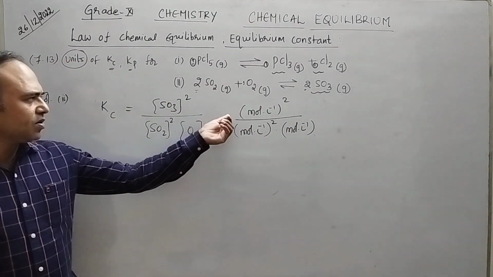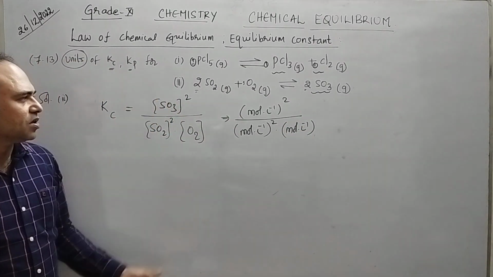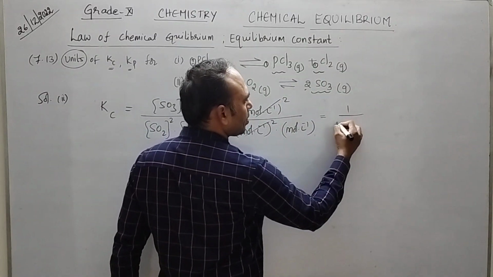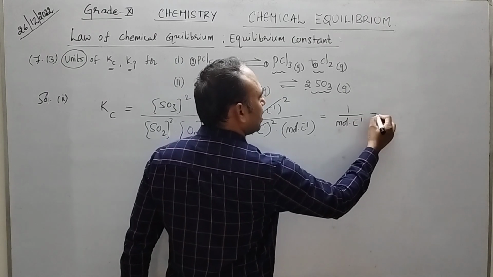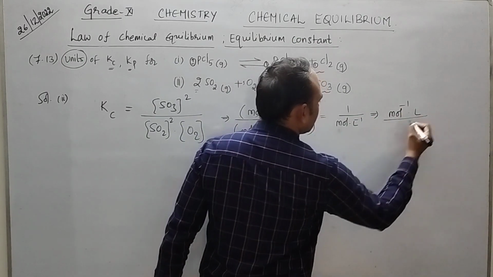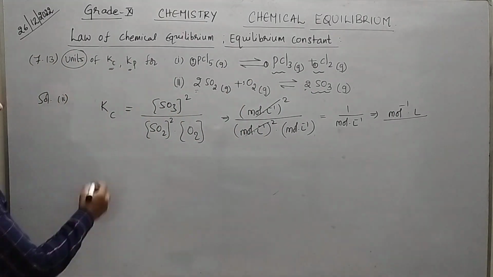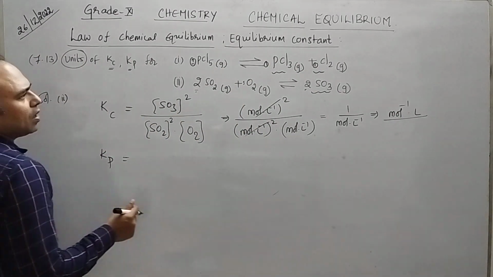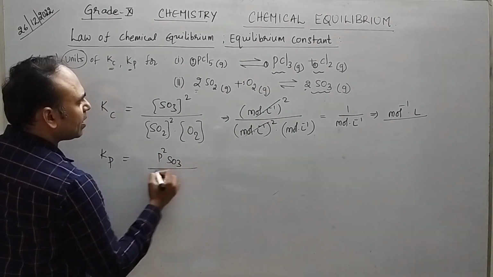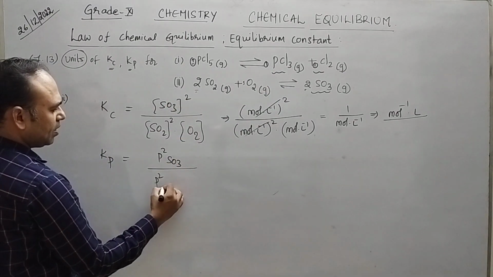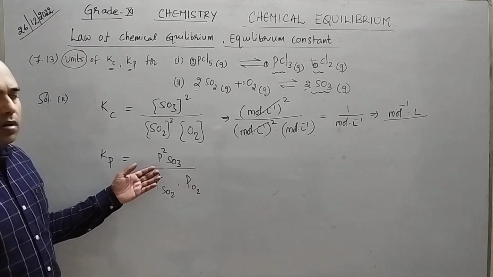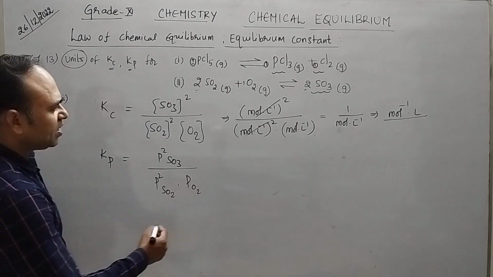I have just substituted the unit for each concentration. So this gets cancelled out and you get 1 by mole per liter. If you write in the numerator, it is mole inverse and liter. Hope you have understood this. Same way Kp. You can write the Kp in similar way, P square SO3 by P square SO2 into P of O2. So very simple, you know the concept, hence you have written the expression for this.